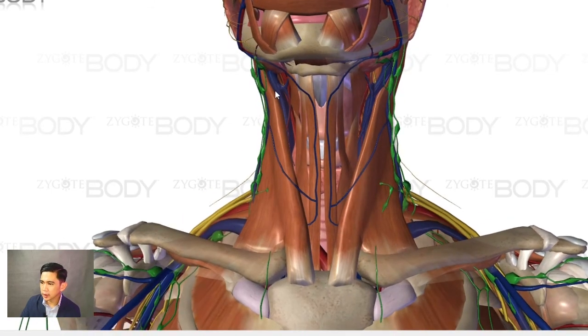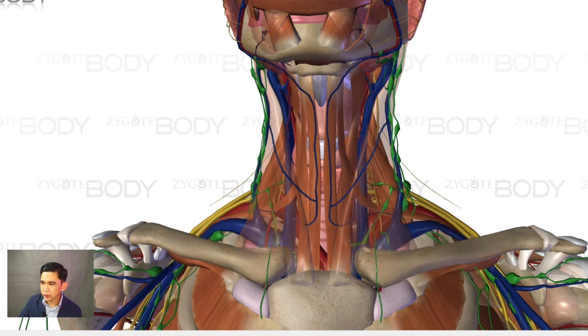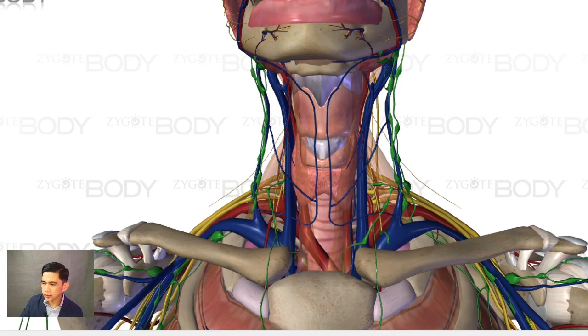So notice that the strap muscles are joined in the midline. There must be a fibrous tissue that glues them together. We call it the median raphe. We just have to open them to reach the thyroid gland. So that's the strap muscles. To remove them, we can then see the thyroid.